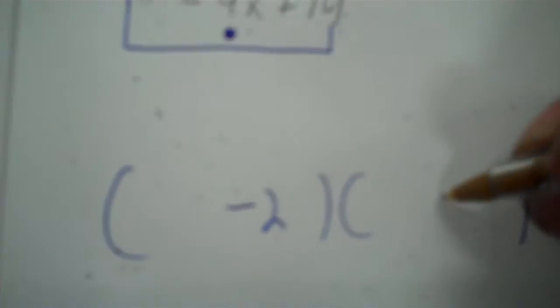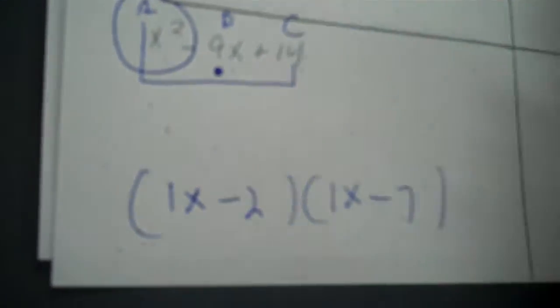Put the two signs you had originally, now go to 2. 14 divided by 2 is 7. Add those. Negative 9. So minus 2 minus 7. Now 1x to the second power is your A. So then x, x, and then 1, 1.